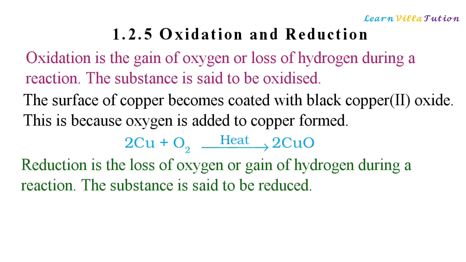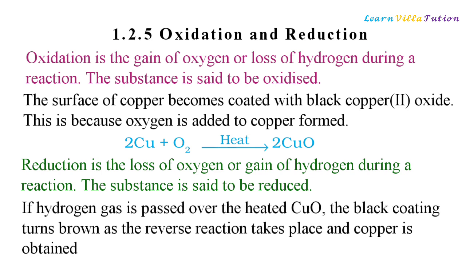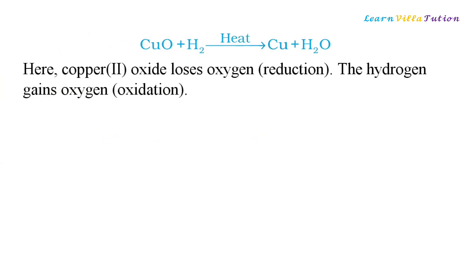Reduction is the loss of oxygen or gain of hydrogen during a reaction. The substance is said to be reduced. If hydrogen gas is passed over the heated CuO, the black coating turns brown as the reverse reaction takes place and copper is obtained. Here, copper oxide loses oxygen: reduction. The hydrogen gains oxygen: oxidation.